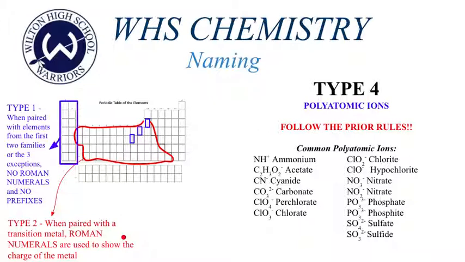So you just need to pay attention with polyatomic ions to see what they're being paired with to then follow the rule with that. And also pay attention to the charges, because the charges are not -1 for all of them. They could be plus, like ammonium, or they could be -2, like sulfate.